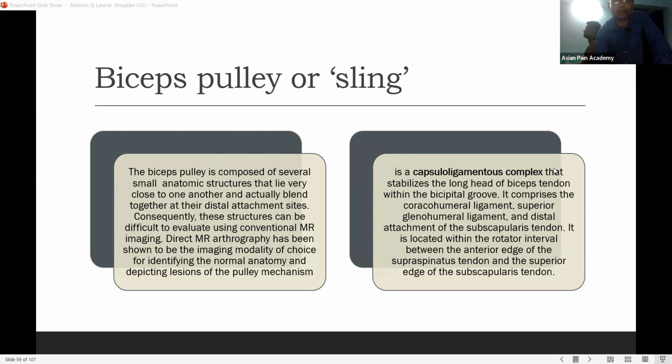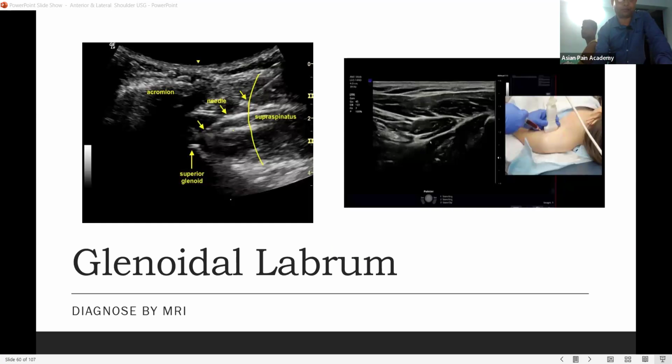This is a capsuloligamentous complex which stabilizes the long head of biceps tendon within the bicipital groove. It contains the coracohumeral ligament, superior glenohumeral ligament, and the distal attachment of the subscapularis tendon. All those things together are called the biceps pulley. Ultimately it keeps the biceps tendon inside the bicipital groove.